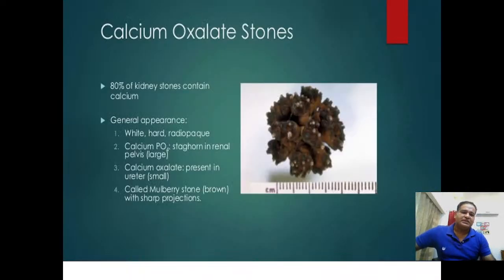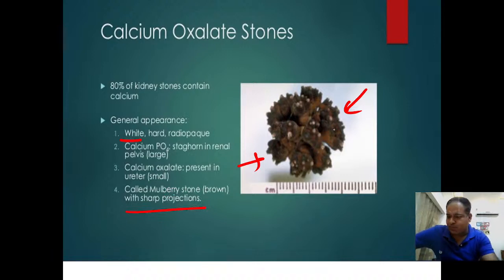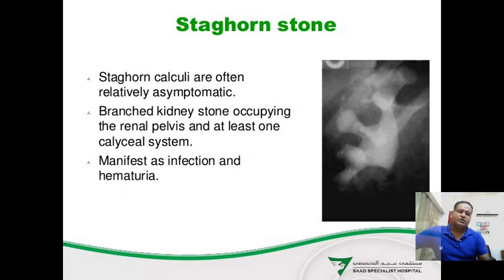Now you see, this is a calcium oxalate stone, mulberry shaped. Initially it is white. Fine. But then it becomes brown because it has sharp projections, so this will cause bleeding. Because of the bleeding, the stones may turn brown.